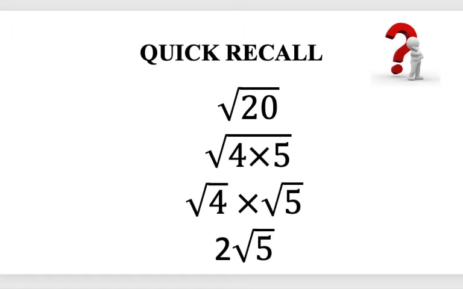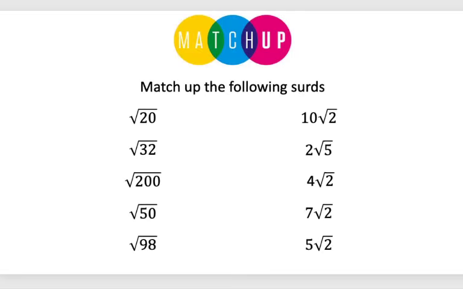In order to rehearse some of the things I discussed in that last video, I'm going to ask you to do a quick matchup. We've just seen how the square root of 20 links to 2 root 5. What I'd now like you to have a go at is the remaining 4 items, and match them up with the answers on the right hand side. You've got 2 minutes. Off you go.